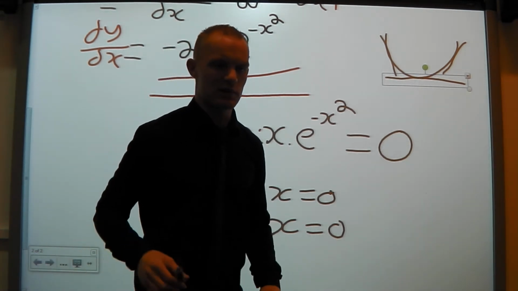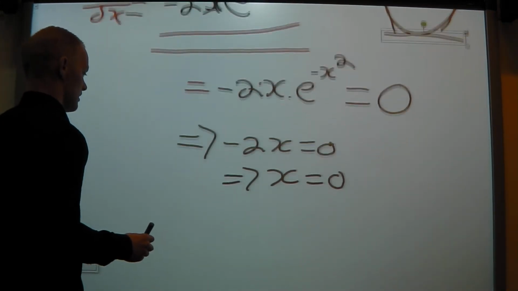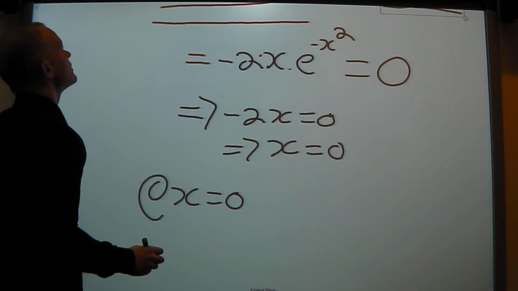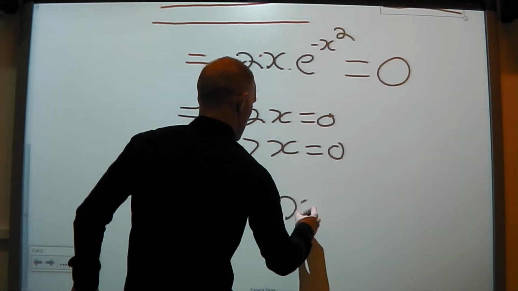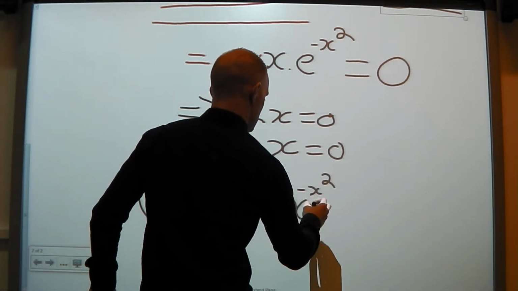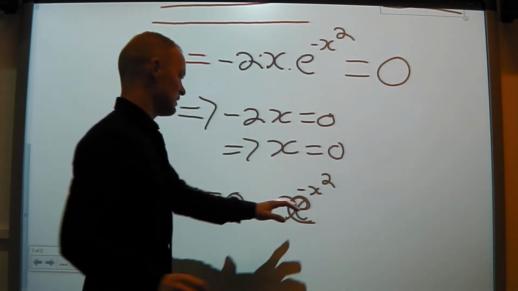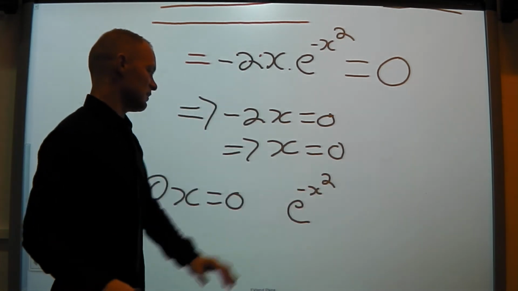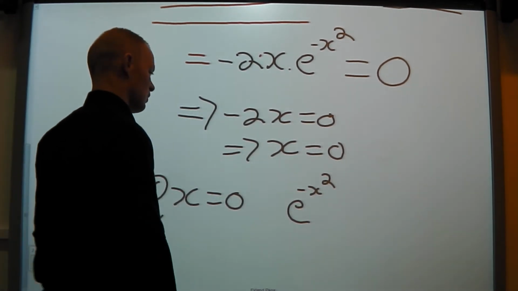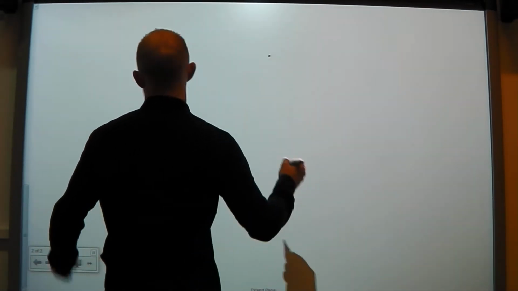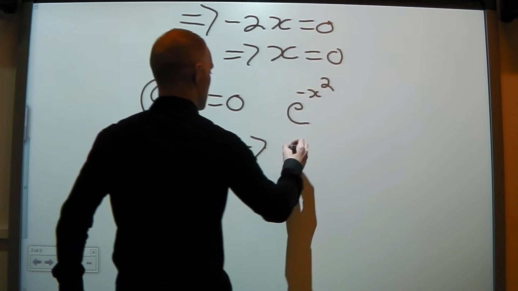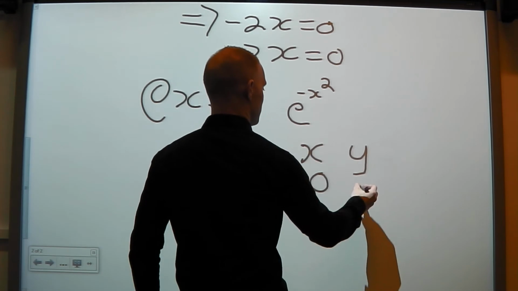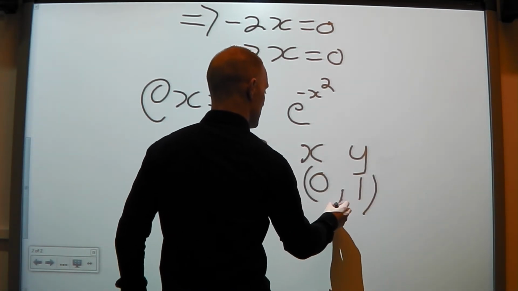And the coordinates of the turning point. Now at x equal to 0, our original equation was e to the minus x squared. So e to the power of 0. So when x is equal to 0, e to the power of 0 is equal to 1. So the coordinates of the turning point are: your x coordinate is equal to 0 and your y coordinate is equal to 1. So that's the coordinates of your turning point right there.